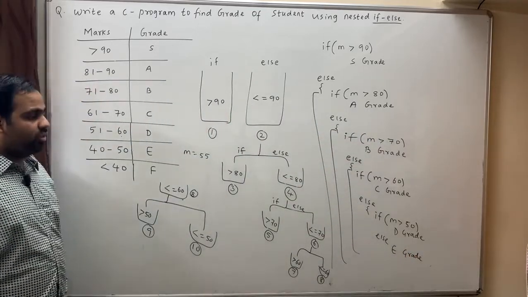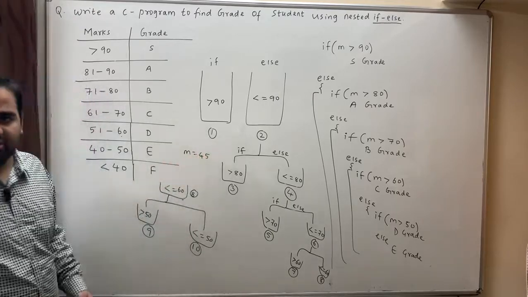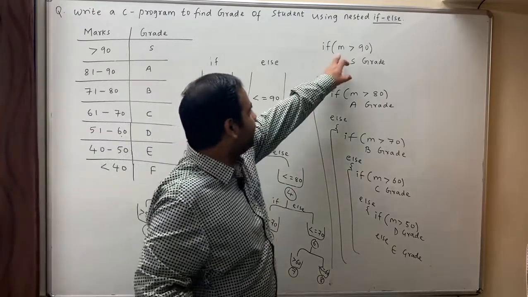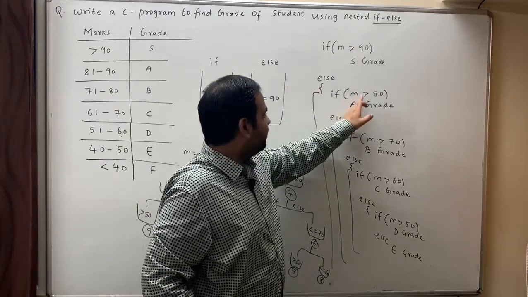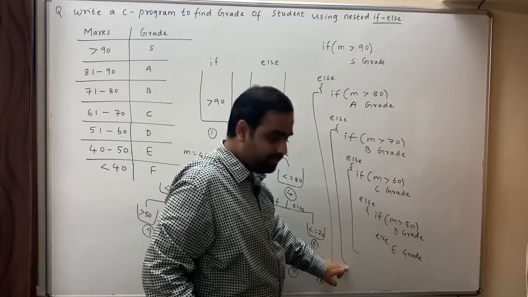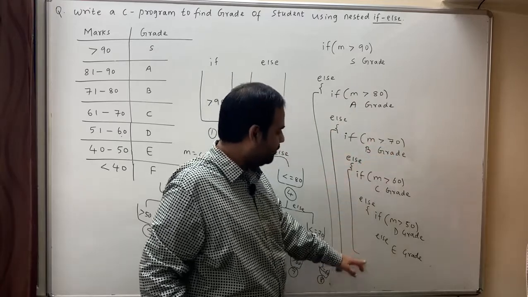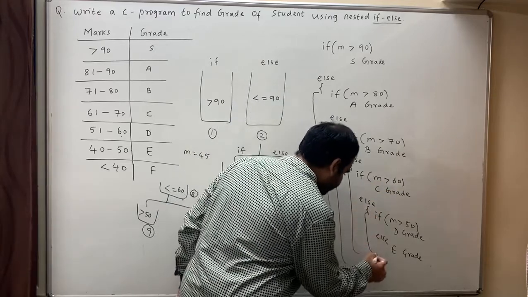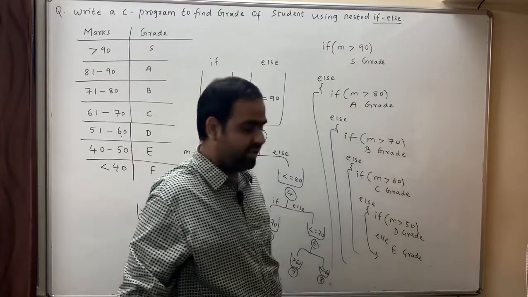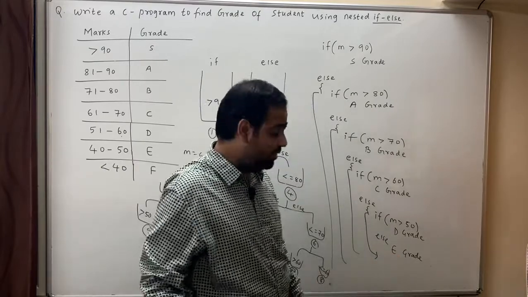Now, suppose the marks is 45. Now, 45 is E grade. Let's see how it prints E grade. 45 greater than 90 is false, this else should be executed. 45 greater than 80 is false, this else should be executed. 45 greater than 70 is false, this else should be executed. 45 greater than 60 is false, this else should be executed. 45 greater than 50 is false, therefore it will go to the else, E grade.